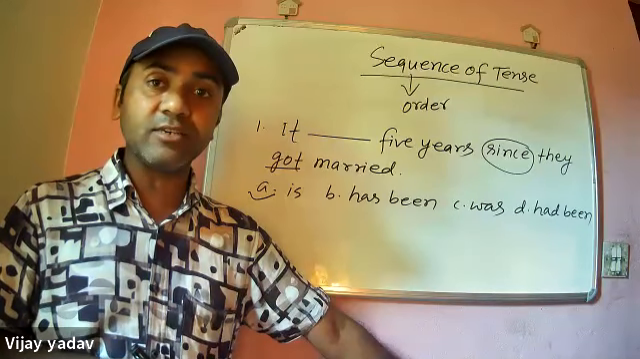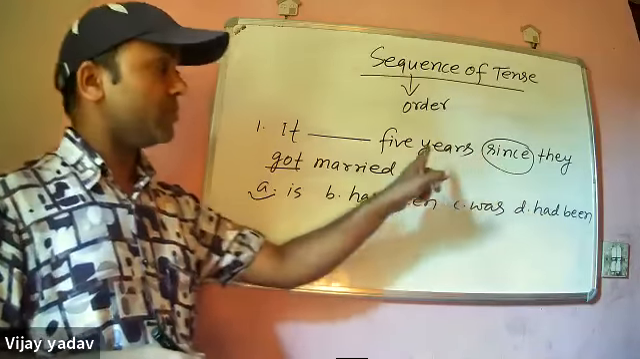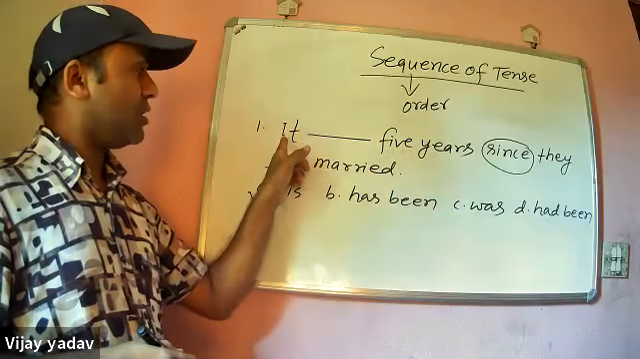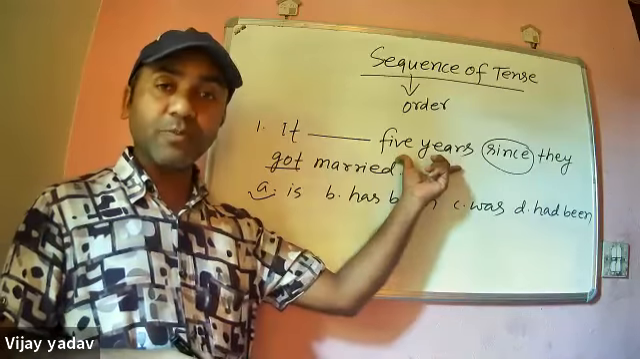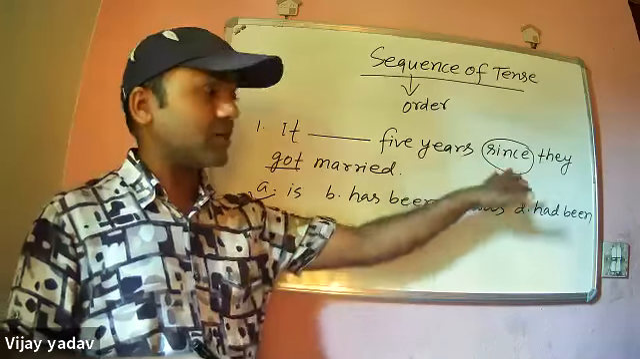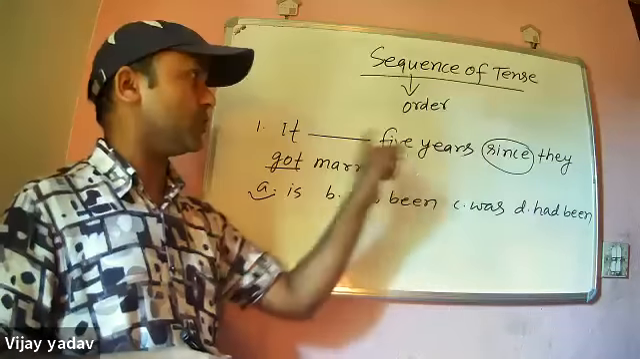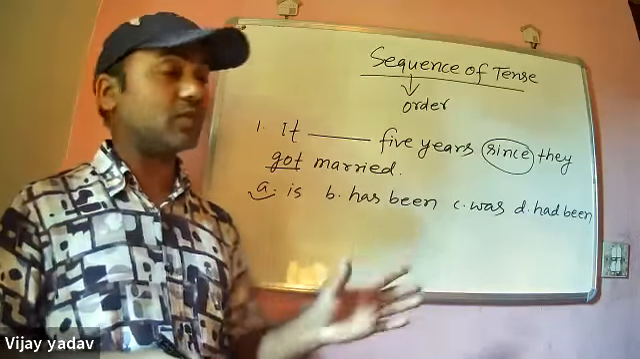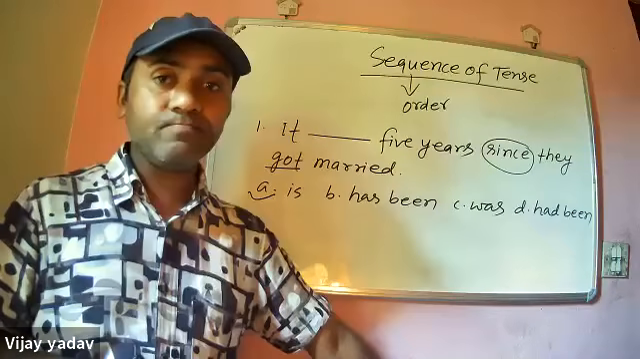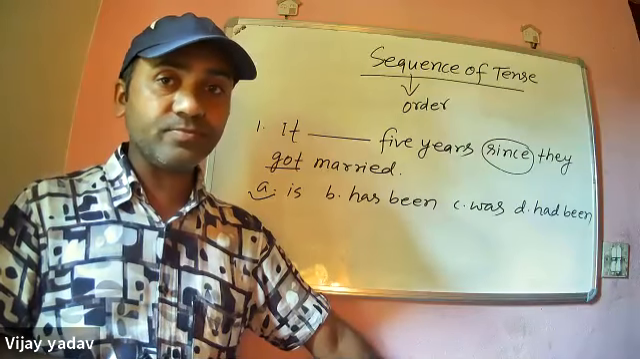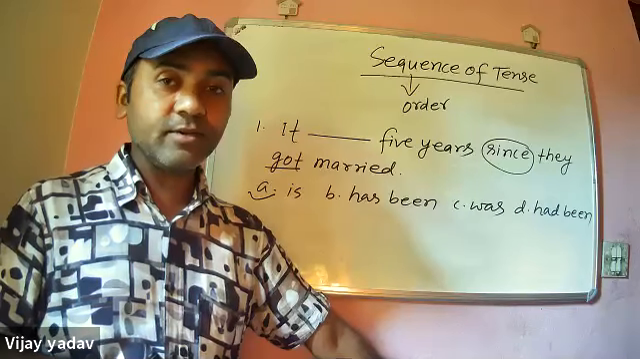So if two clauses are joined by since, and before since you have a clause with the subject it and a period of time given, then after since we use simple past for a complete action, and before since we use simple present. So it is 5 years, not it has been 5 years. Is it clear to you? Did you understand?